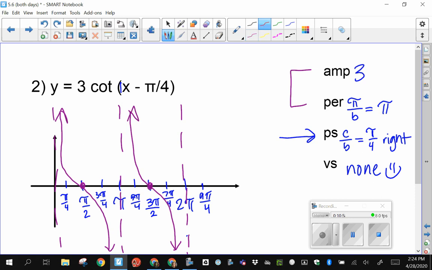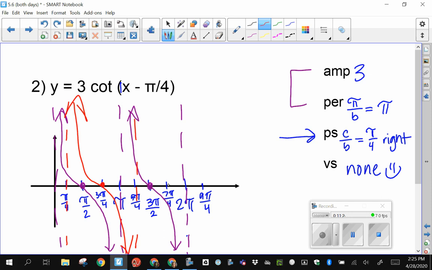So what I'm going to do from there is take every single thing and move it pi over 4 units to the right. Here's my asymptote, there's my intercept, here's my asymptote. So I'm focusing my eyeballs on the red. Starts high, goes low. Okay, I'm going to do that for my second one. Here's my purple asymptote. That moved over. I took care of that already.